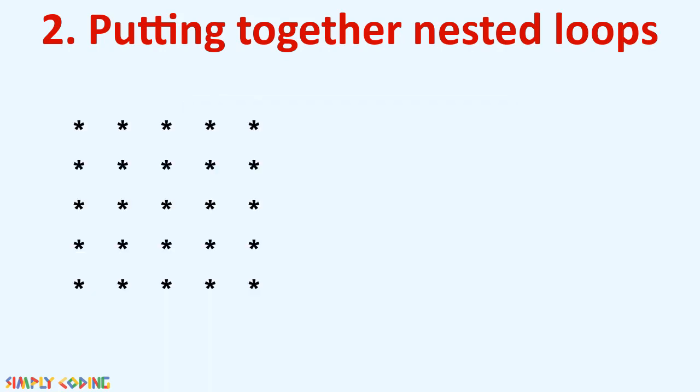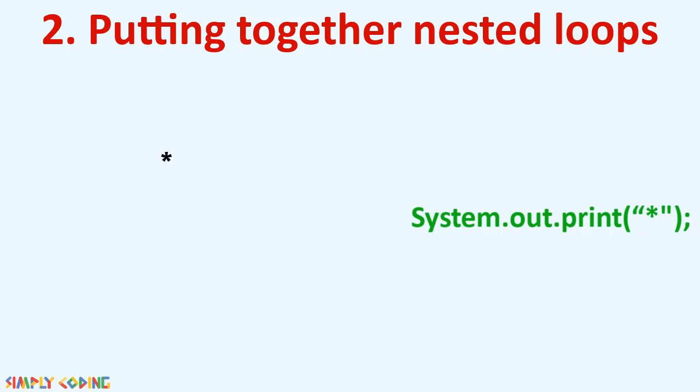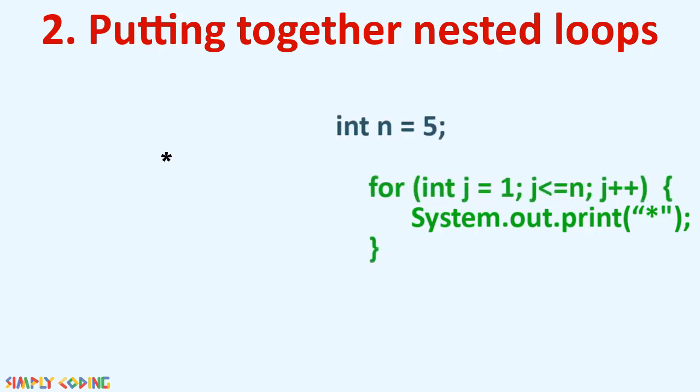Let's start with a simple square as an example first. Now if you are asked to print 1 star, you will write a print statement which will print a star for you. Now if you are asked to print n stars, what will you do? We will use a loop here. The loop will start from j is equal to 1 to j less than equal to n. This loop will run 5 times and print the star 5 times.